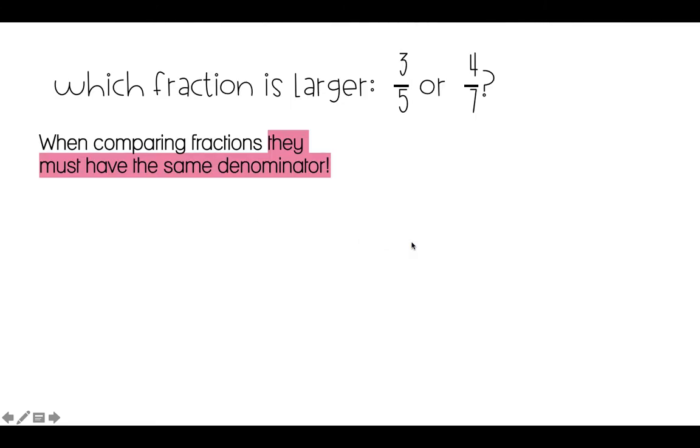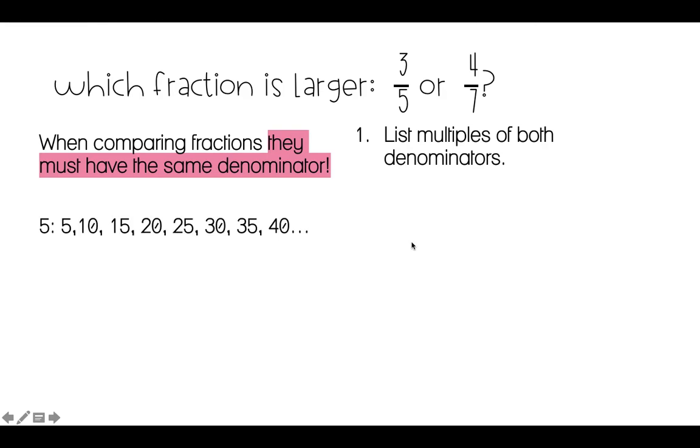So let's talk about which fraction is larger. Let's compare these two. When comparing fractions, they must have the same denominator, so the same bottom number. What we do is list the multiples of both the denominators. So we list a heap of multiples of 5, which is 5, 10, 15, 20, 25, 30, 35, 40. And then we list some of the multiples of 7, which is 7, 14, 21, 28, 35, 42, and so on.